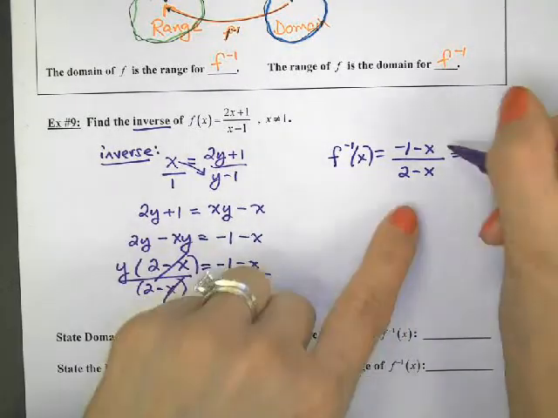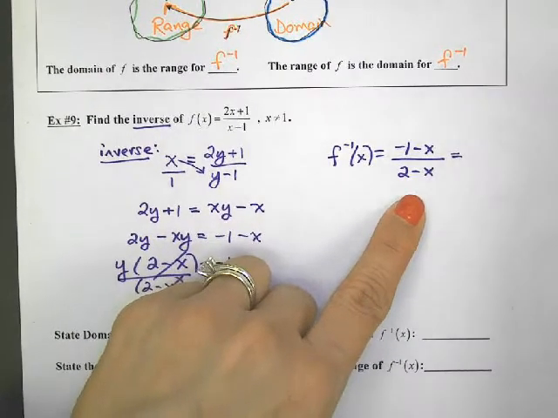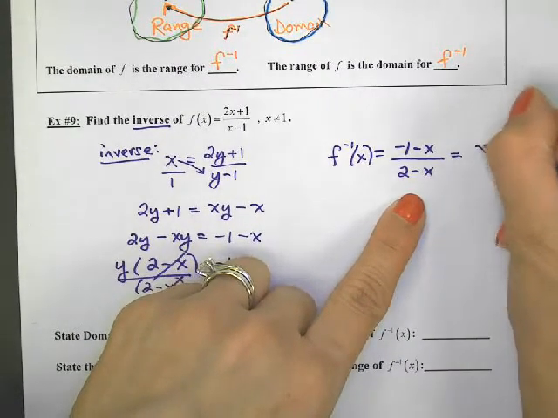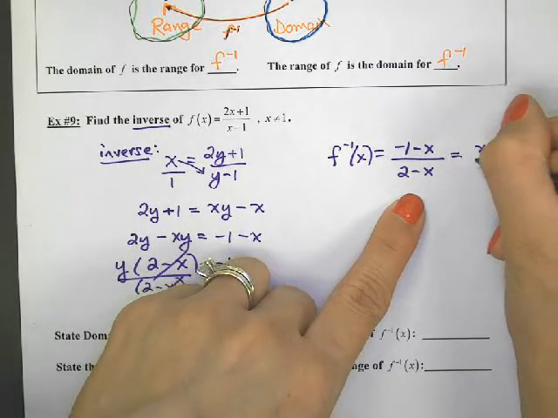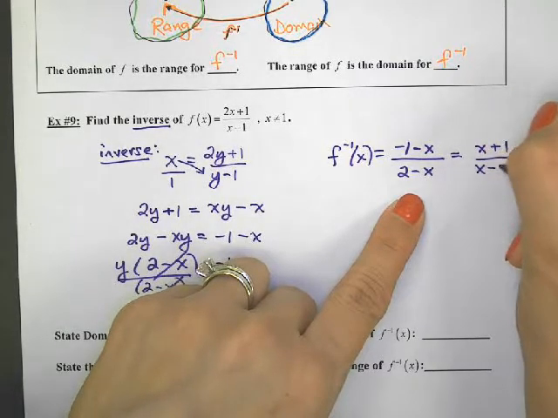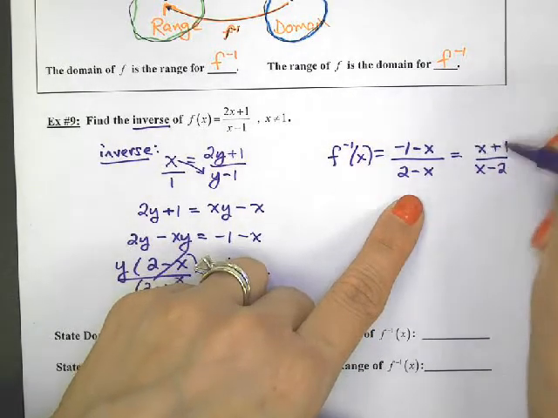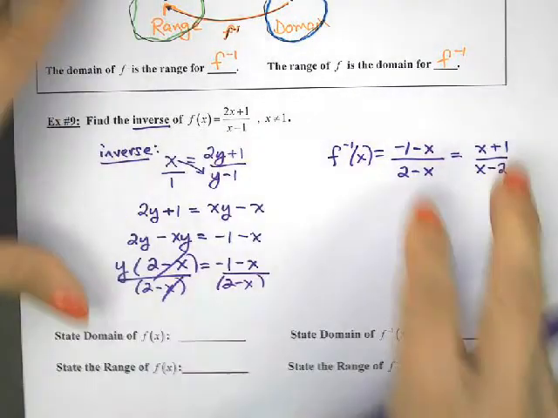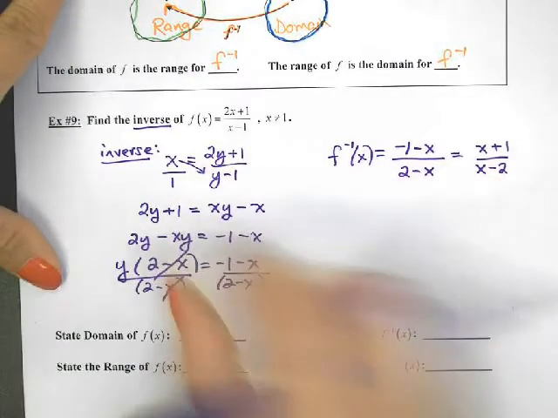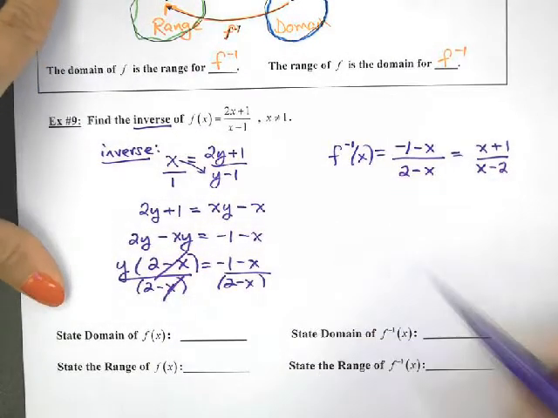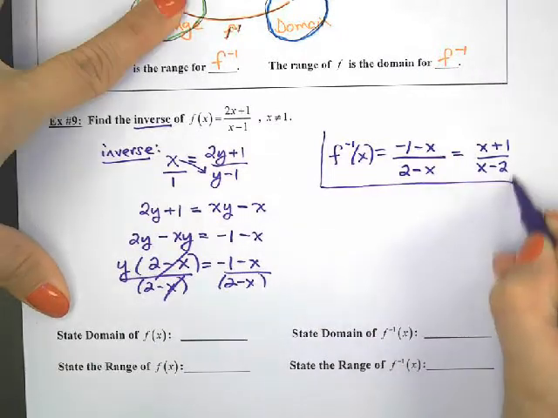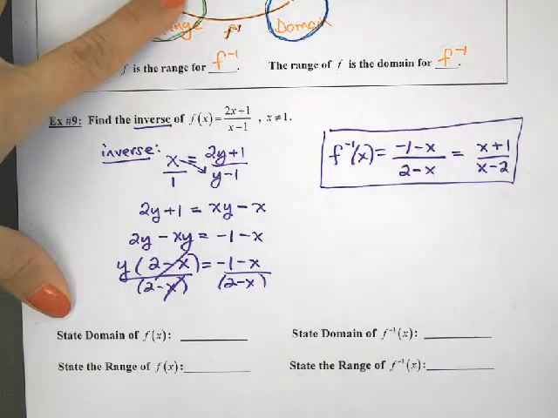If you moved things to the right, your answer would be x plus 1 over x minus 2. And what that is, the top getting multiplied by negative and the bottom by negative. So there's a couple of answers here depending on which way you cross multiply, but these are equivalent. Okay, so some people's answers might look different than yours, but they're the same.